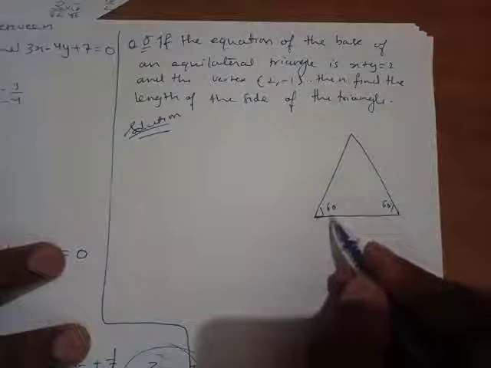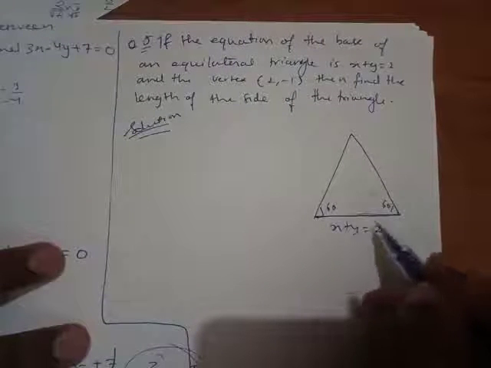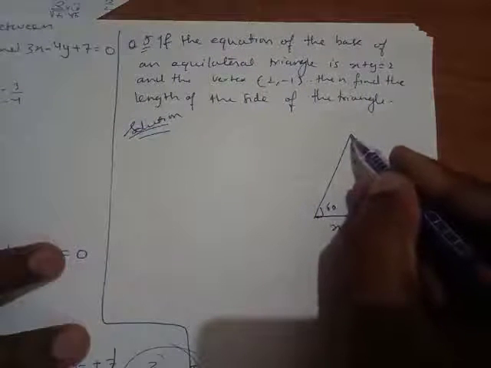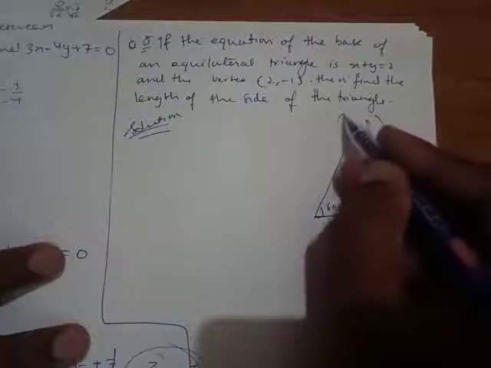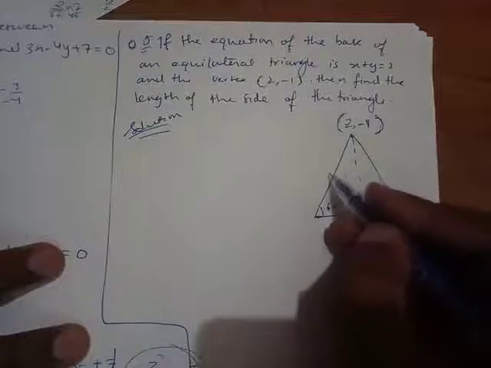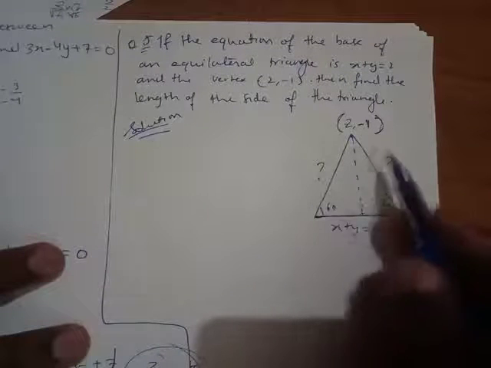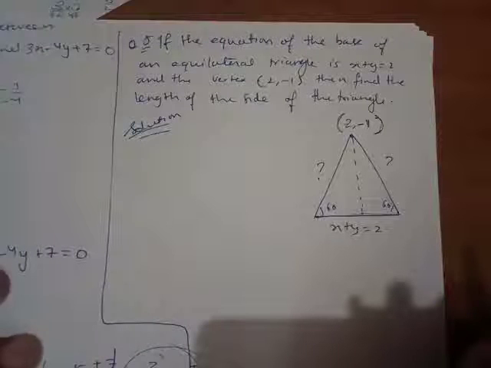They said the equation of the base is x plus y equals 2, and I'm making a perpendicular over here like this, and this is 2 comma minus 1. This vertex is 2 comma minus 1. Okay, I hope you understood. And what you have to find, you have to find the sides. If one side is found, you'll get all the sides of the triangle. Okay, so let's try solving this.